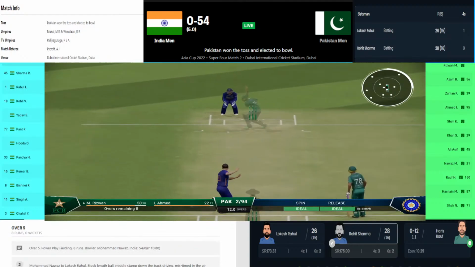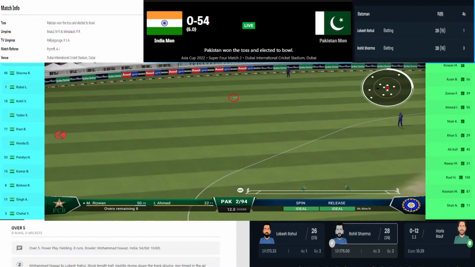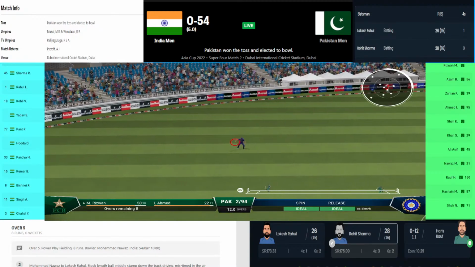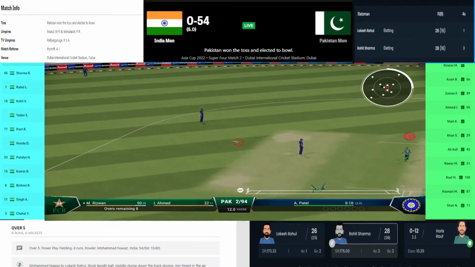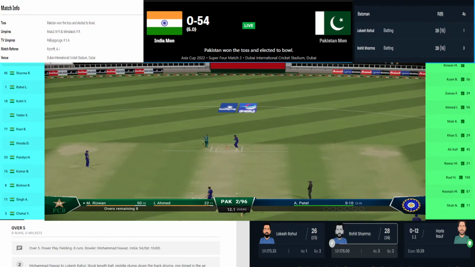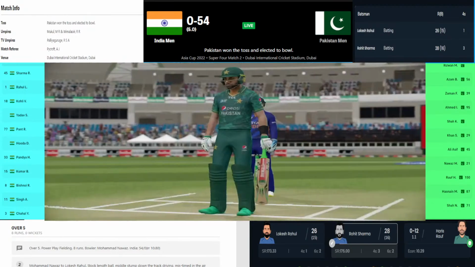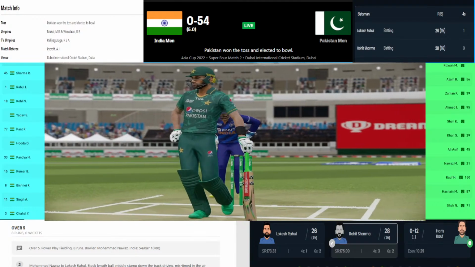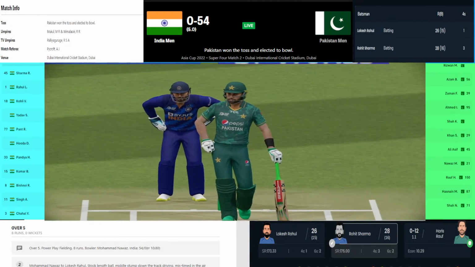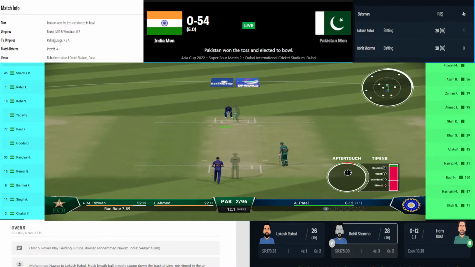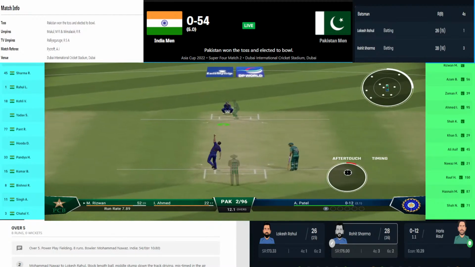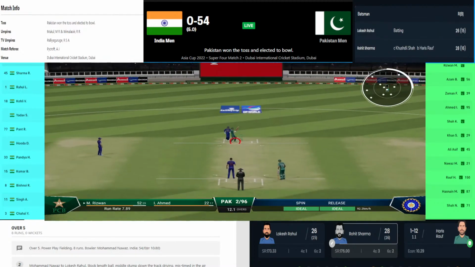Rohit Sharma trying to smash the ball. It's up in the air. Will it be taken? Yes, it will be taken. Two fielders collide, but fortunately for Pakistan, they are able to complete that catch. And first wicket gone for India. Rohit Sharma departs. He was looking very good, but I don't know why he played a very lazy shot. That was a very lazy shot from Rohit Sharma, and he gets out like that.